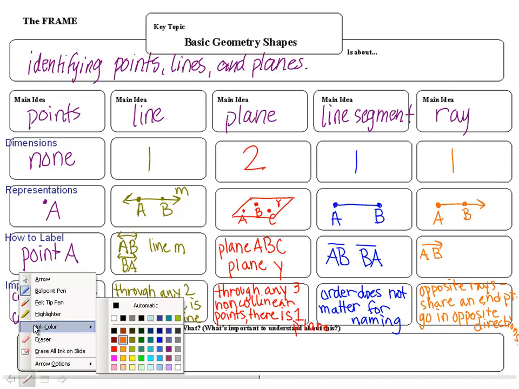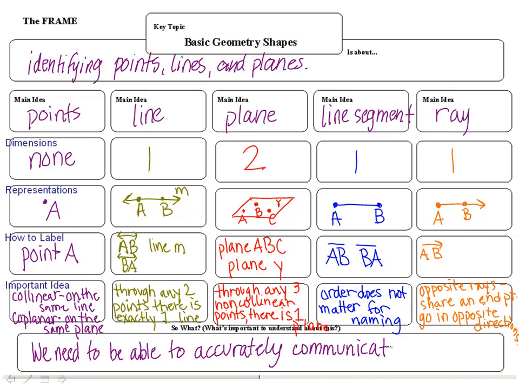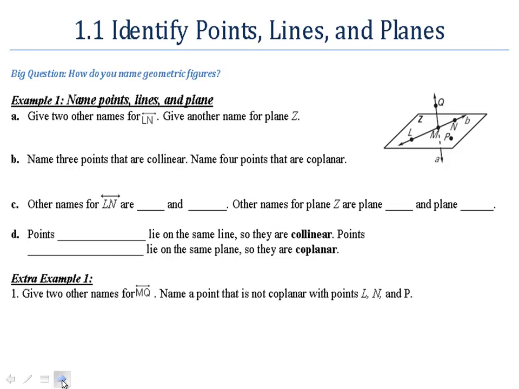So for all of our frames, we should always have a so what statement so that we know what's important to understand about this one. Our so what for the basic geometry shapes is that we need to be able to accurately communicate with each other. If we're all naming these things with different names and labeling them different ways, we will not understand what each other's talking about. So let's go through and do the notes for this lesson.